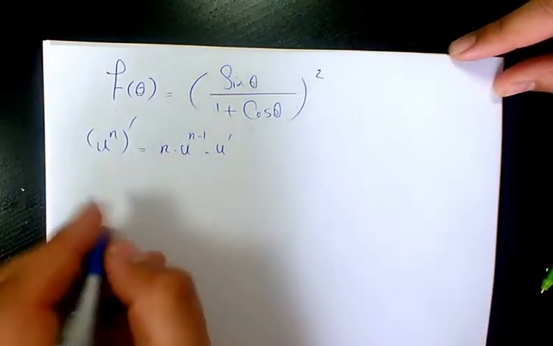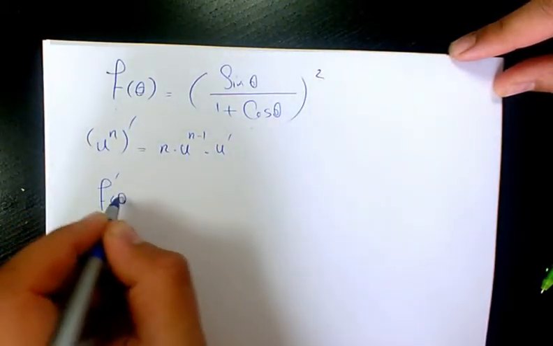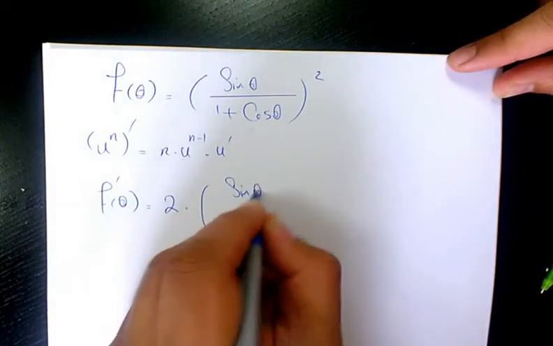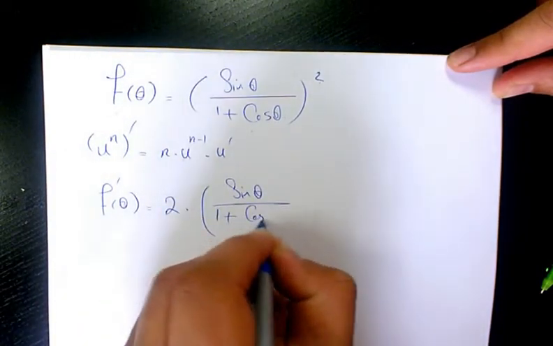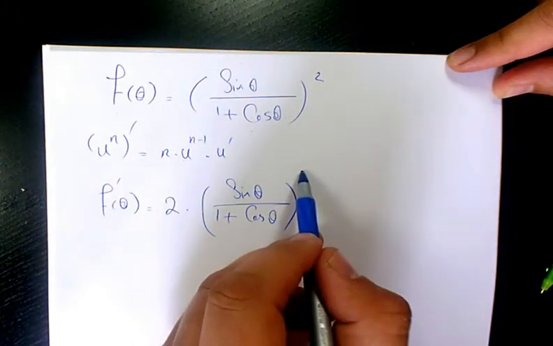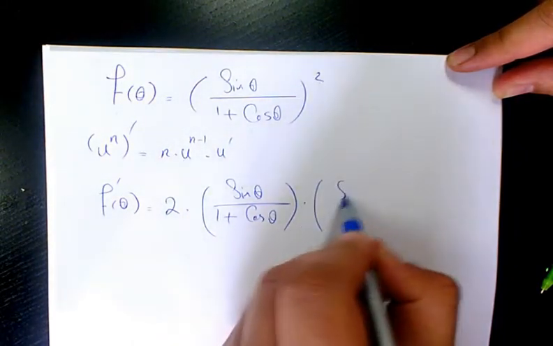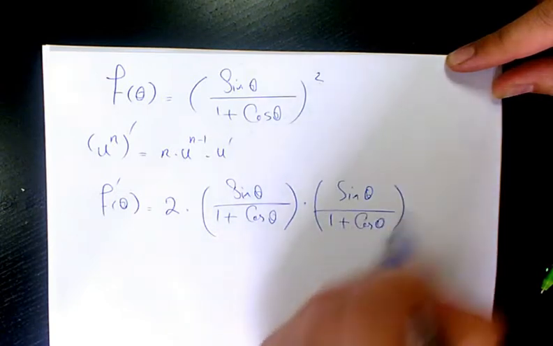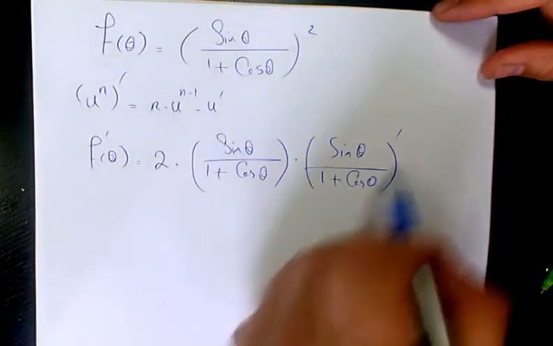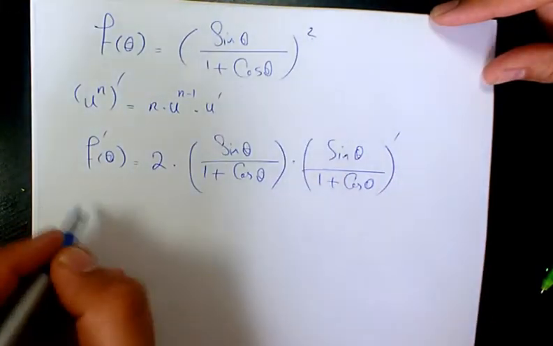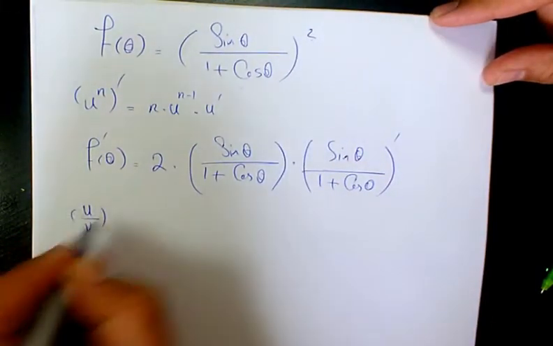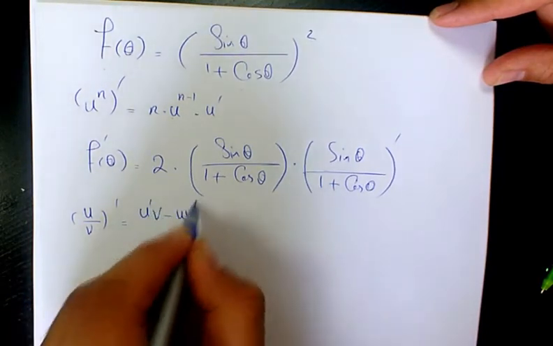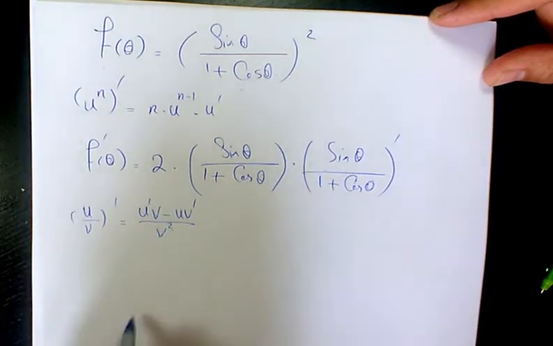So if you follow that, f prime theta is going to be 2 times sine theta over 1 plus cosine theta to the power of 1 times the derivative of sine theta over 1 plus cosine theta. Let's find the derivative of this part. We know when we have u divided by v, the derivative is going to be u prime v minus u v prime, divided by v squared.